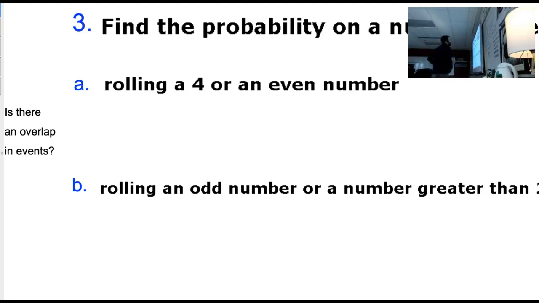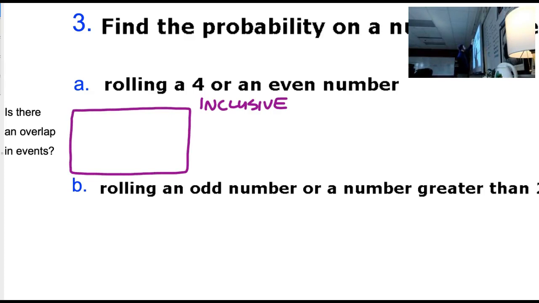Find the probability of a number cube rolling a 4 or an even number. Okay, well, rolling a 4 or an even number, are those inclusive? Yes, they are. And so we have to be careful to not count something twice. So let's draw a little picture and just see what the picture looks like. We make a little Venn diagram, and we say probability of rolling a 4 or an even. So here's a rolling a 4, here's an even.